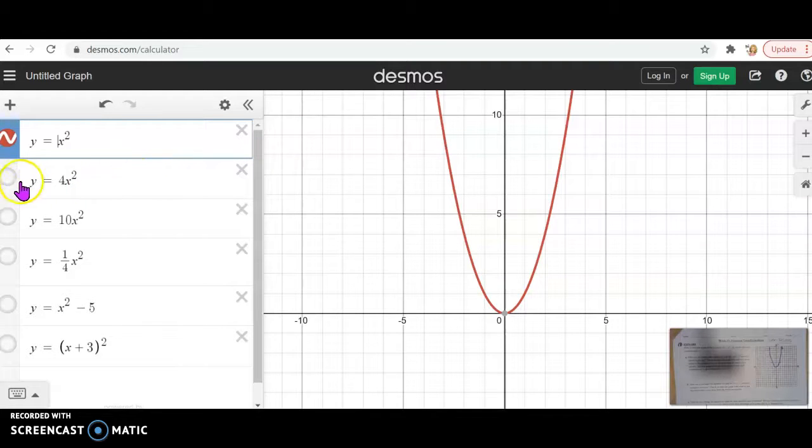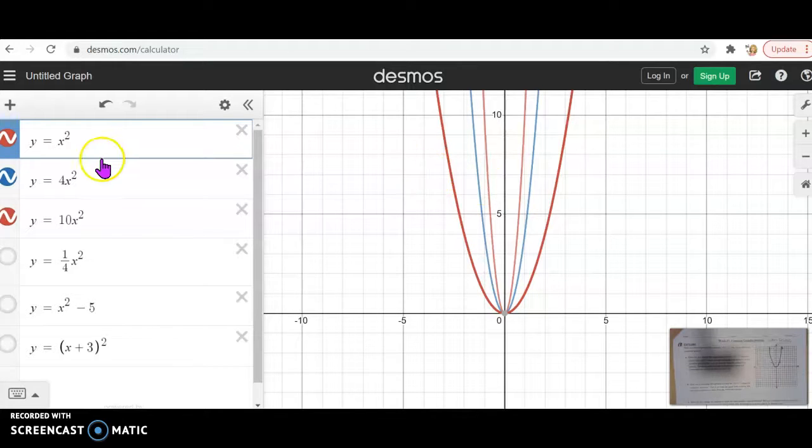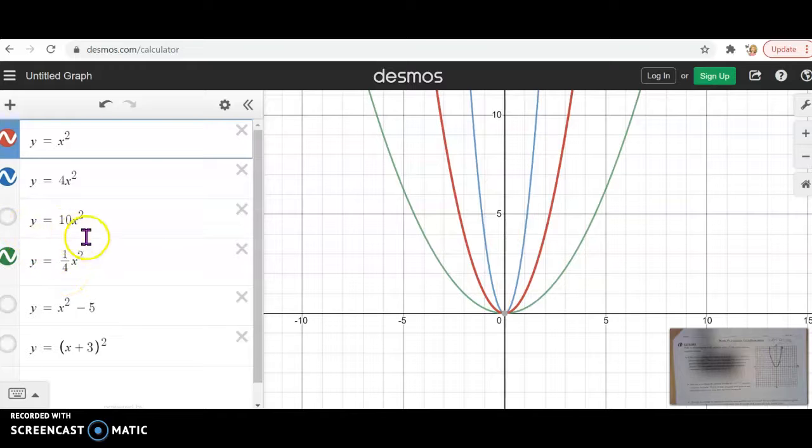So that's interesting. Here's our x squared. Here, in blue, is 4x squared. And in orange, there's a 10x squared. So the bigger the number gets, the more it stretches up towards the top, or gets bigger vertically. It gets skinnier. And then with a fraction, like the 1/4 that I did in green, I'll take off this orange one so we just have 3 to look at. We have our original one in red, x squared.